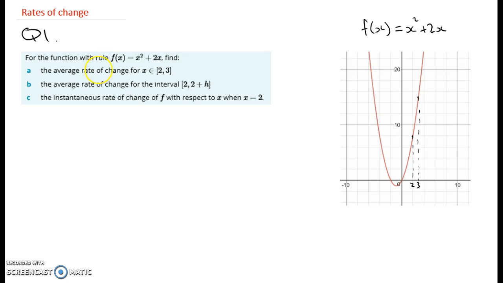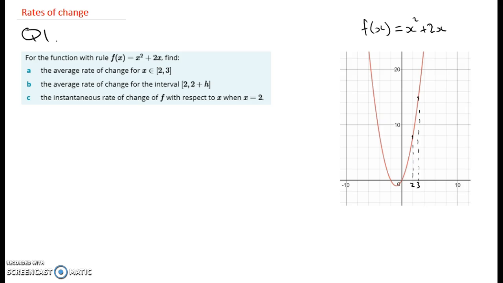For the function with the rule f of x equals x squared plus 2x, find the average rate of change for x from 2 to 3, the average rate of change for the interval 2 to 2 plus h, and then the instantaneous rate of change. Now I've got a graph of this function here, f of x equals x squared plus 2x, just to help you visually with what we're doing.